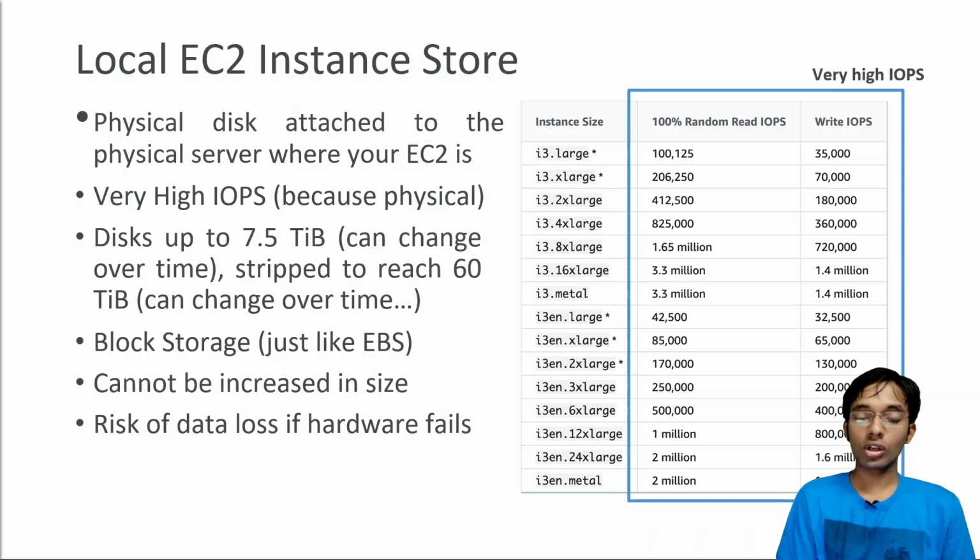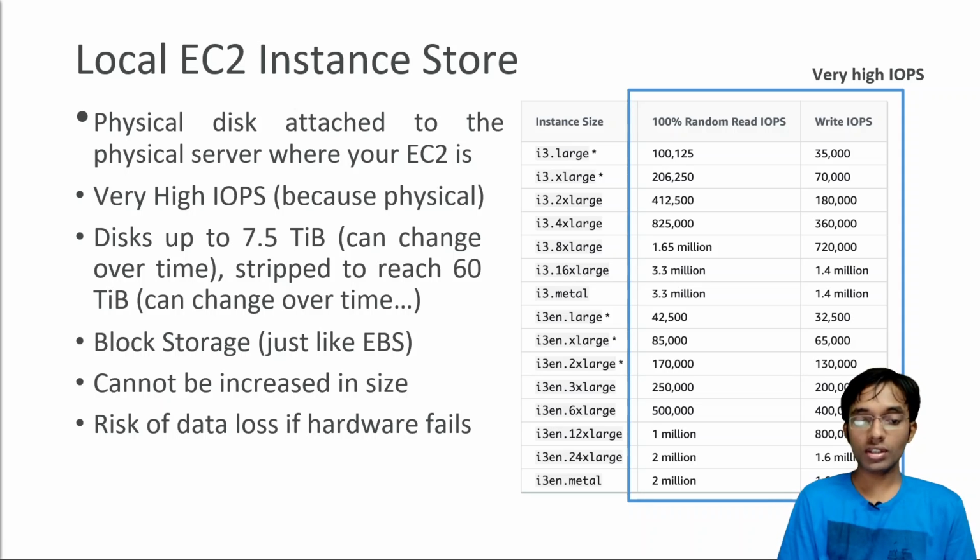Now, when you consider your local EC2 instance store, this one is not a network disk, it's a physical disk that is attached to the physical server where your EC2 is. And you get very high IOPS because the disk is attached directly to your EC2 instance bus. Now, on the right-hand side, for example, for the i3 family, i3.large to i3.metal, you get a lot of write IOPS and a lot of read IOPS.